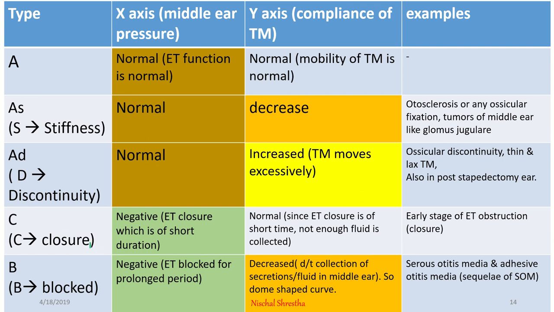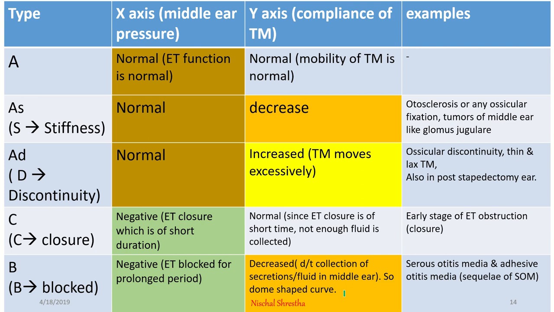And C, closure occurs but for short duration. That's why compliance is normal, because TM mobility is affected less, because fluid cannot get collected in enough amount. So the mobility is not affected so much, but the pressure is negative because eustachian tube blockage has occurred. And type B, blockage occurs for a long time, like in case of serous otitis media and adhesive otitis media. Blockage occurs for a long time, so fluid gets collected more and more in the middle ear, so compliance is affected, and it has a dome-shaped curve.